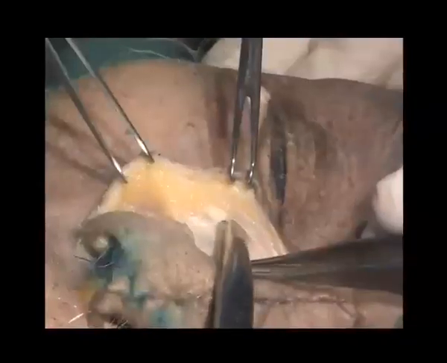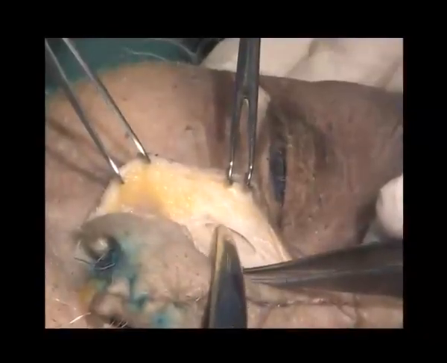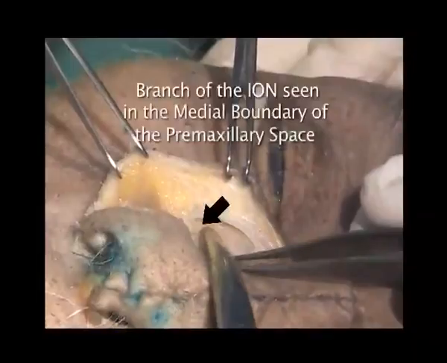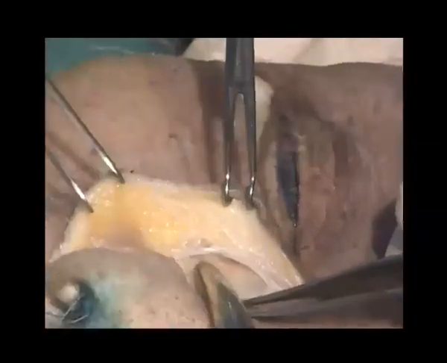laterally. An incision is made down to the bone along the nasal sidewall. The skin is then tented up. The premaxillary space is then bluntly entered through its medial boundary. A branch of the infraorbital nerve is seen in the medial boundary of the premaxillary space.